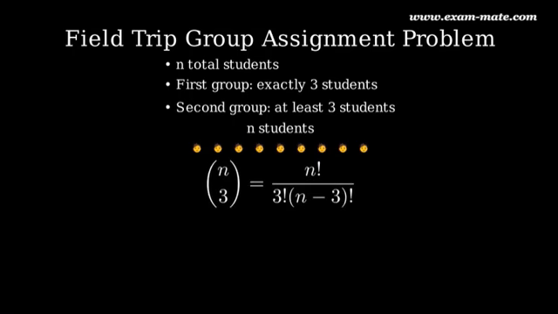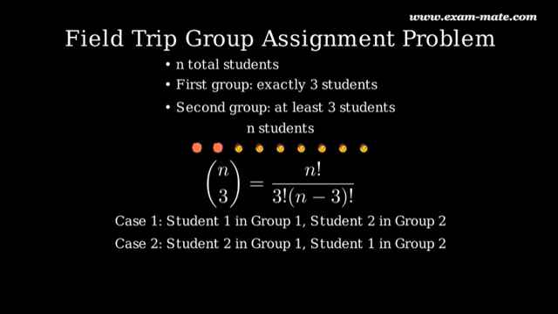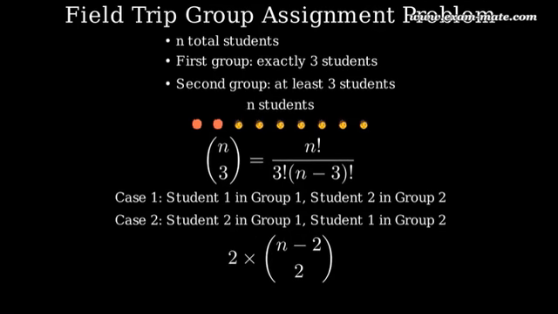Now for part B, 2 students ask not to be in the same group. Let's highlight these 2 students in red. There are 2 possible cases. Either student 1 is in the first group and student 2 is in the second group, or student 2 is in the first group and student 1 is in the second group. For each case, we need to choose 2 more students from the remaining n-2 students to complete the first group. This gives us n-2 choose 2 ways for each case.